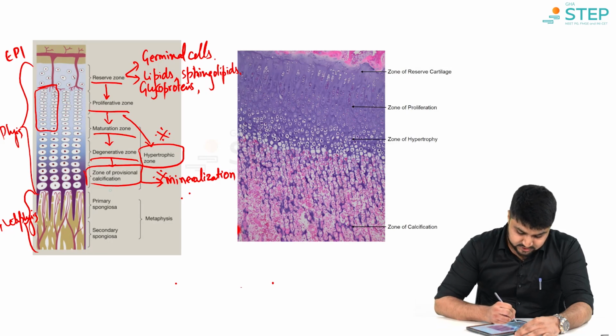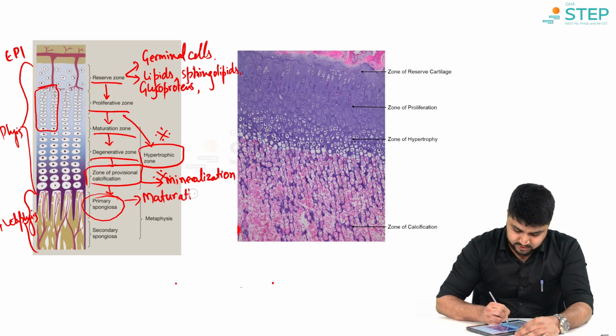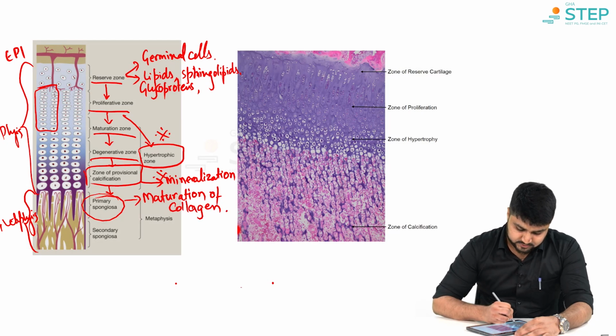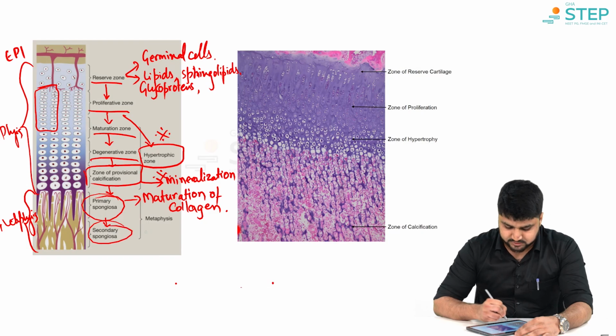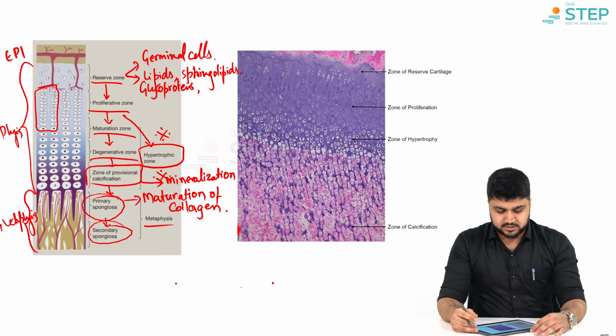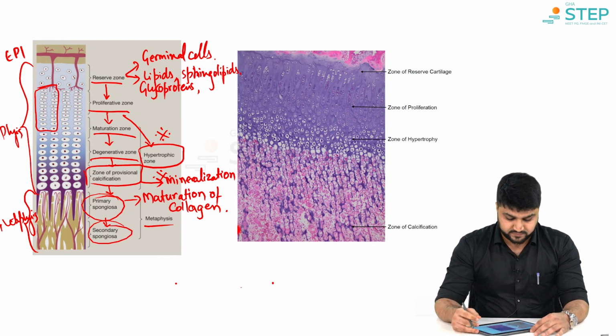After the zone of provisional calcification, there is maturation of collagen as well to form the primary spongiosa. We have the maturation of collagen in this zone. And then the primary spongiosa further matures to form the secondary spongiosa of the metaphysis. So, this is the structure of the physis.